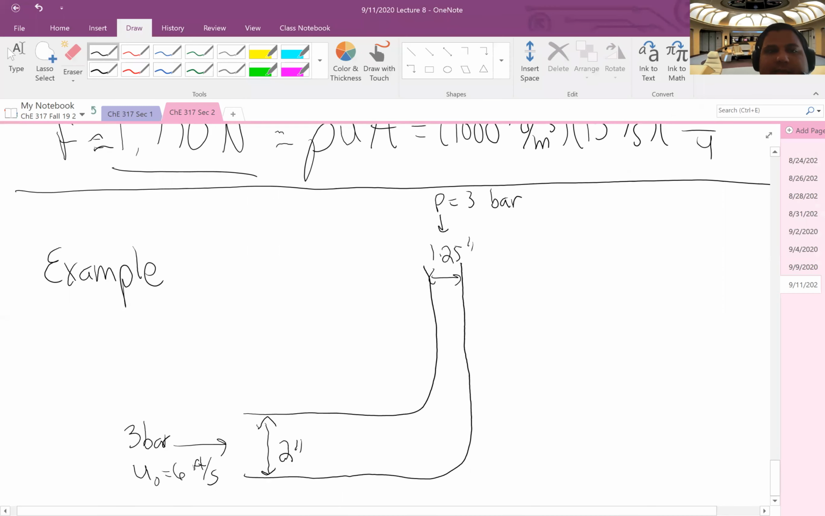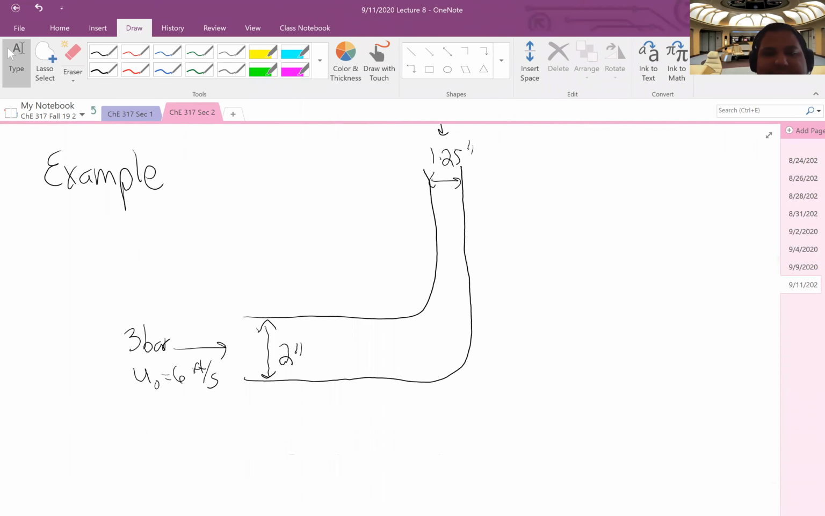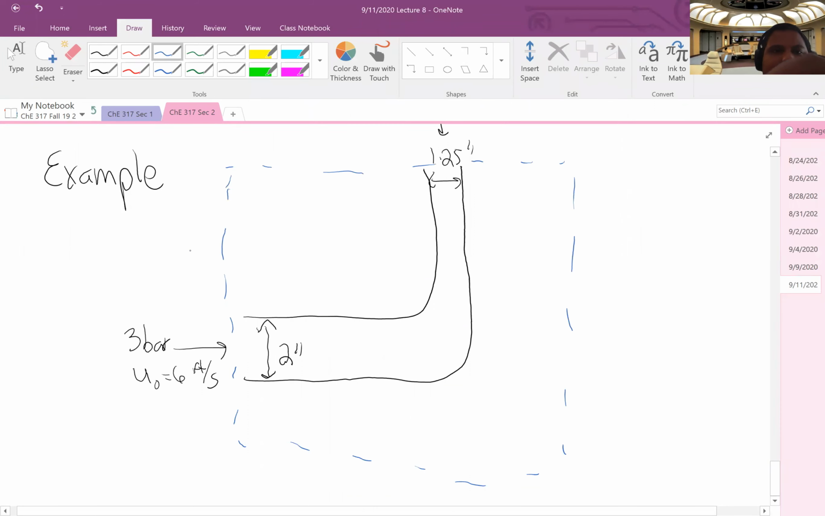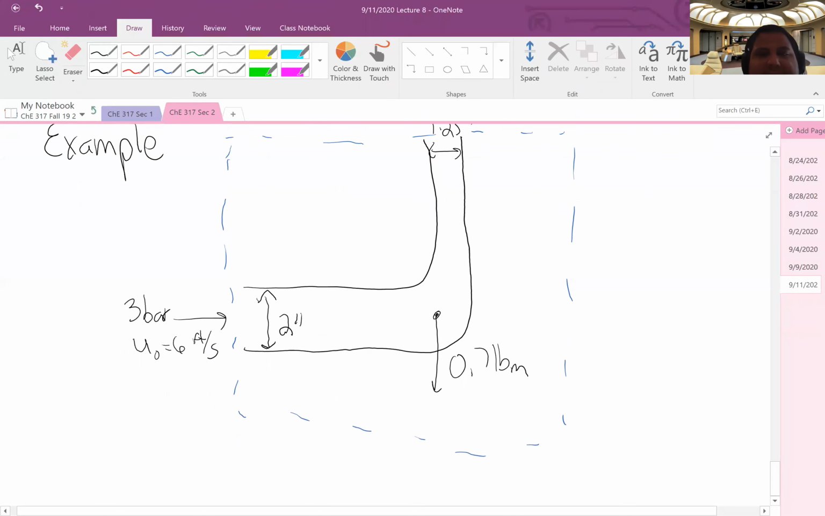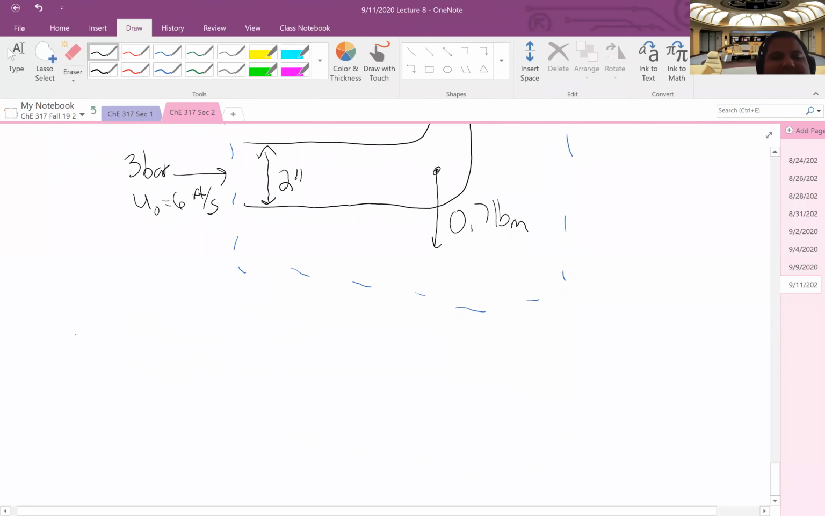So, as always, let's define our system. Our system for this is going to be the elbow itself. And we also have some mass, 0.7 pound mass of the elbow itself. And so we're looking at retaining forces such that there's no net movement, or dm/dt is going to equal 0.